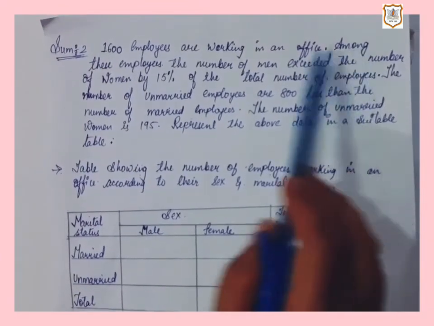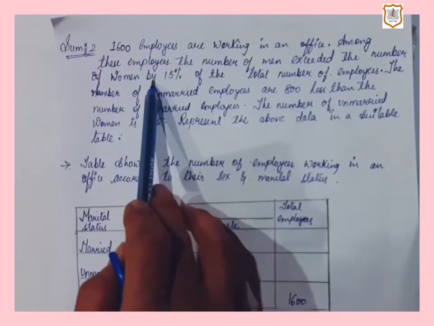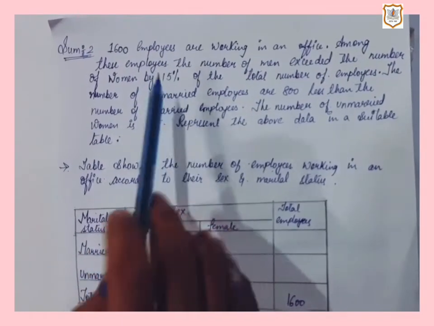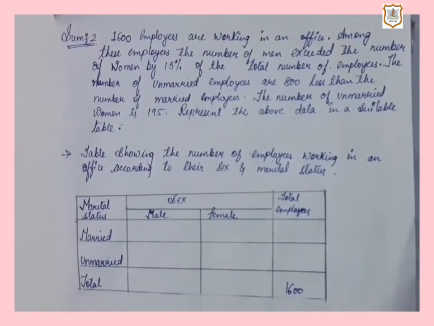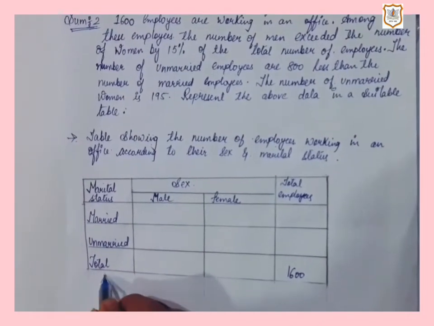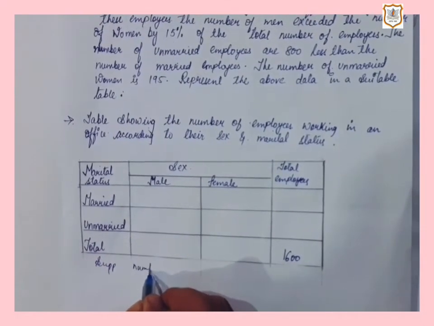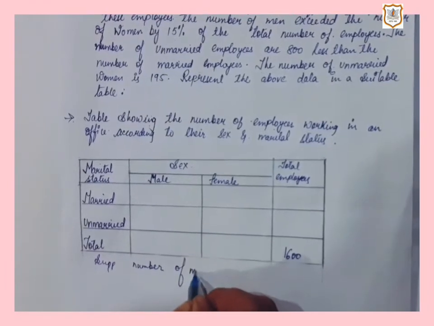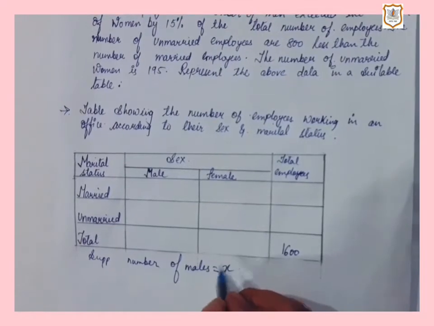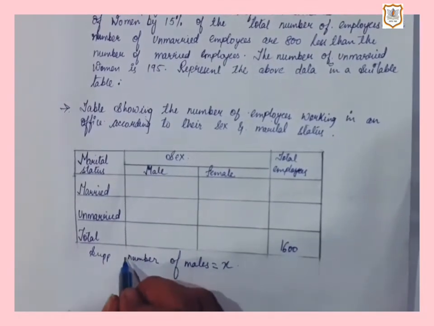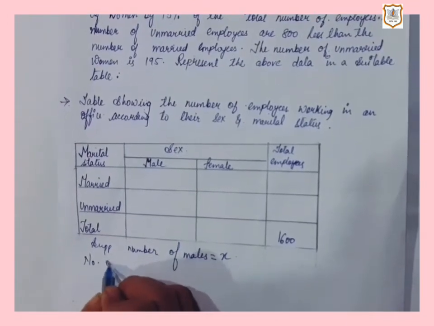After that, among these employees, the number of men exceeds the number of women by 15%. So we don't know the total number of men. So we will consider the total number of men as X. Suppose the number of males is equal to X. If we consider the number of males as X, then we can come to know the number of females too.